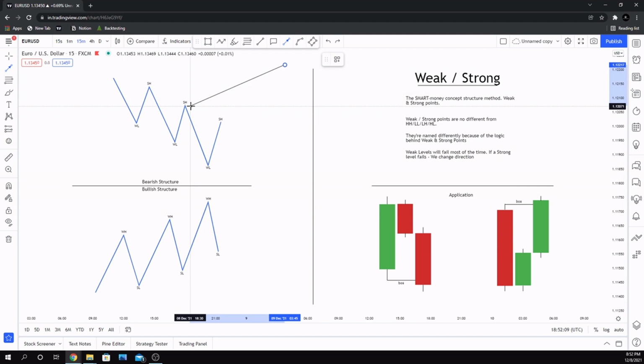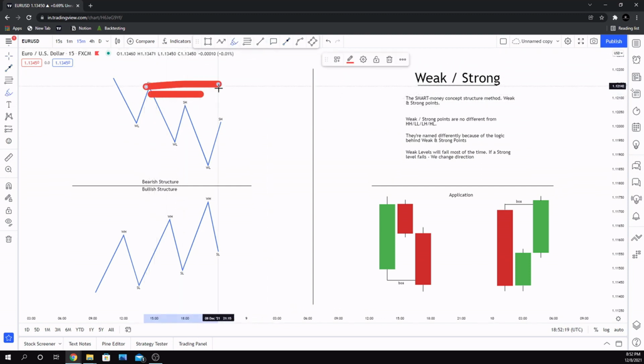On a later stage, we will touch on how we use strong points to look for points of interest and how we use weak points as targets. So initially, you always want to be looking for trades at strong points. You want to look to trade away from them, and you want to look to target weak points. So again, weak lows, weak highs, you want to use them as targets. Strong points, you want to use them as areas for potential points of interest.